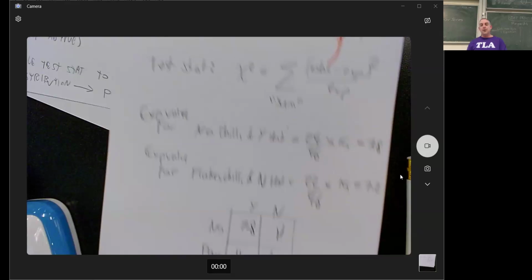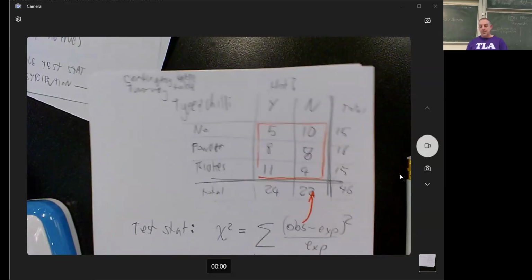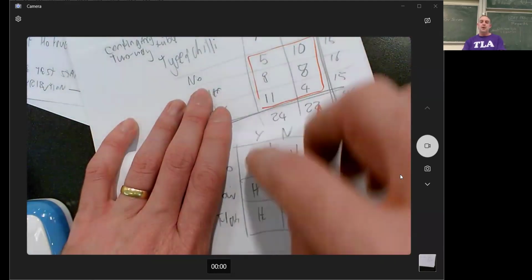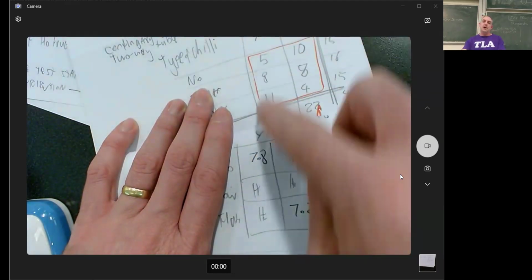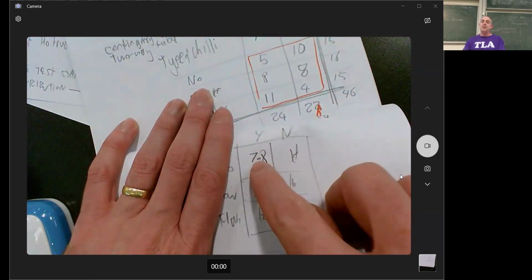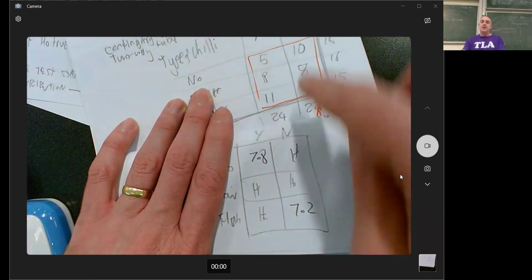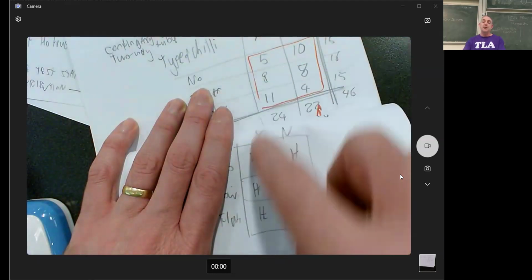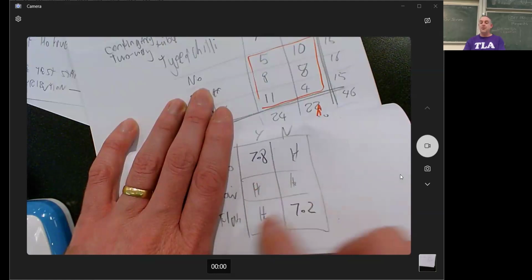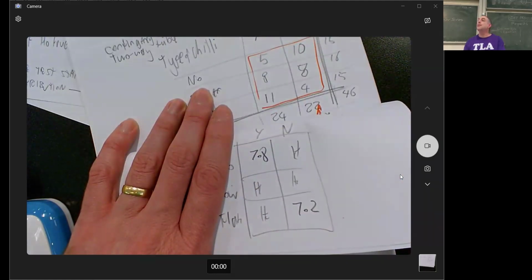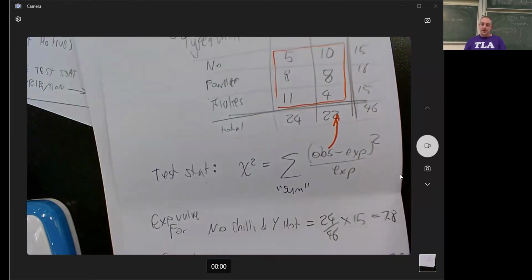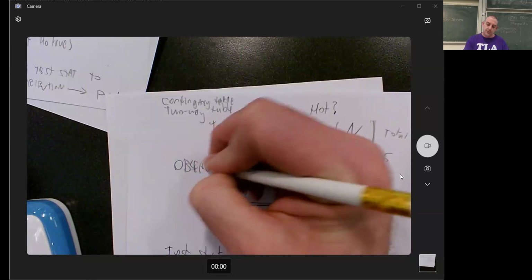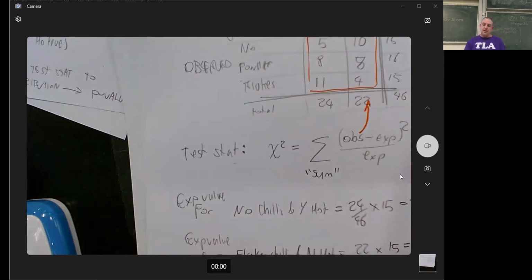And then what you do is you'd go this minus this squared divided by this and figure that out. And this minus this squared divided by this and figure that out. And this minus this squared divided by this and figure that out and do it for all 6 of them and add them up. Yeah, so this is the observed. And this is the expected.